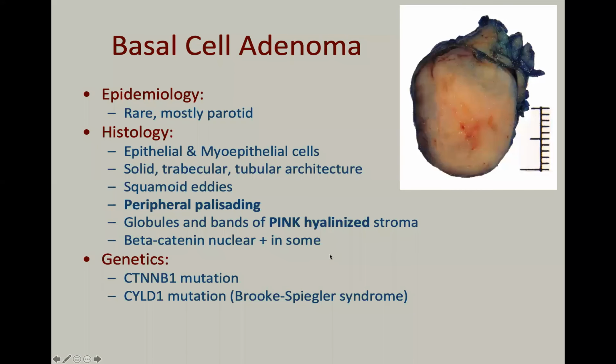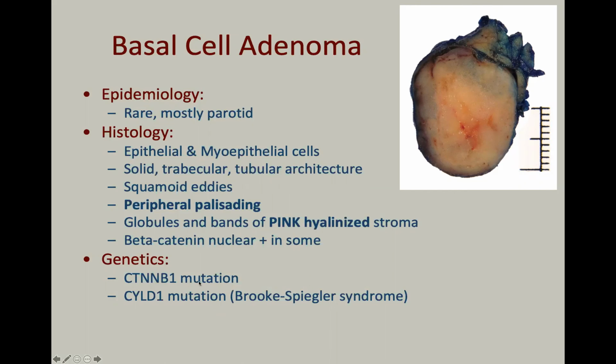Basal cell adenoma is a rare tumor, mostly of the parotid. It is characterized by, as I will show you on the next slide, being very blue with peripheral palisading and eosinophilic hyalinized stroma. I will remind you that basal cell adenoma and basal cell adenocarcinoma share the cylindroma gene that we see in patients with congenital dermal cylindromas. This is Brooke-Spiegler syndrome. So both genetically and histologically, basal cell adenomas and cylindromas are similar.